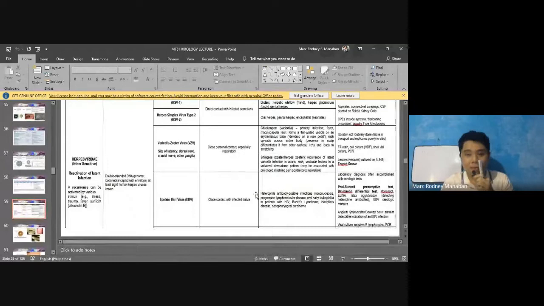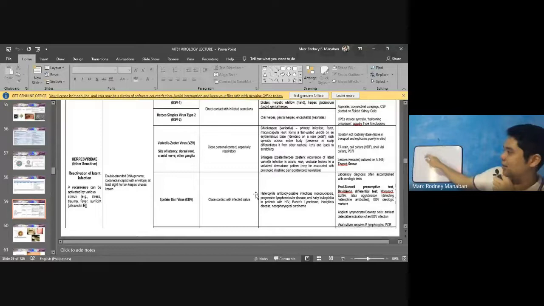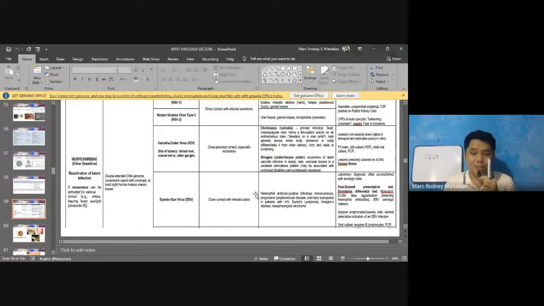It uses the Oka strain. Oka strain, for your vaccine. So it's a live attenuated vaccine. Alright, so that's for HHV-3, which is Varicella zoster.